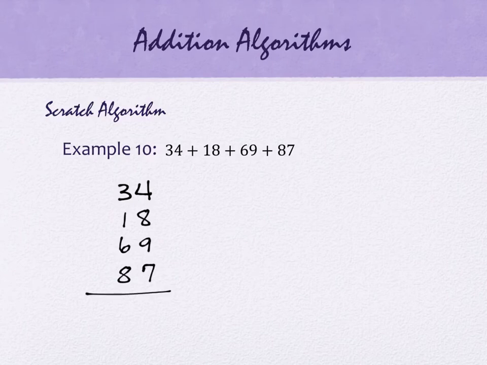Okay, so here's the way scratch addition works. First of all, you're going to start in the ones column, and you're going to start from the top and go down, just like you would with the standard algorithm. And you're going to say, what is 4 plus 8? 12. Because you got a 2-digit number when you added, you're going to scratch the number 8, and you're only going to remember the 2.